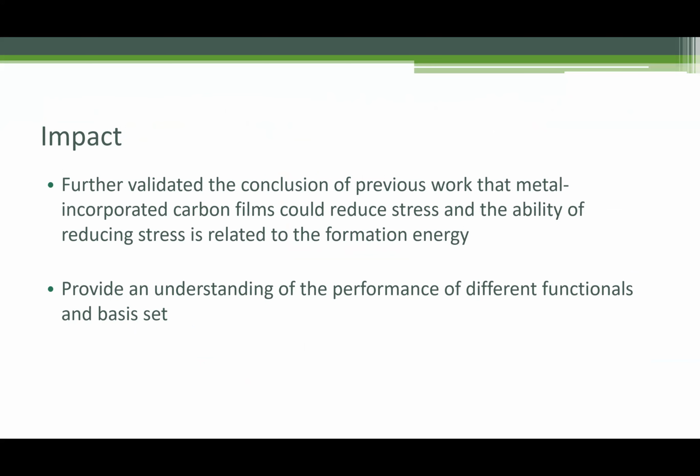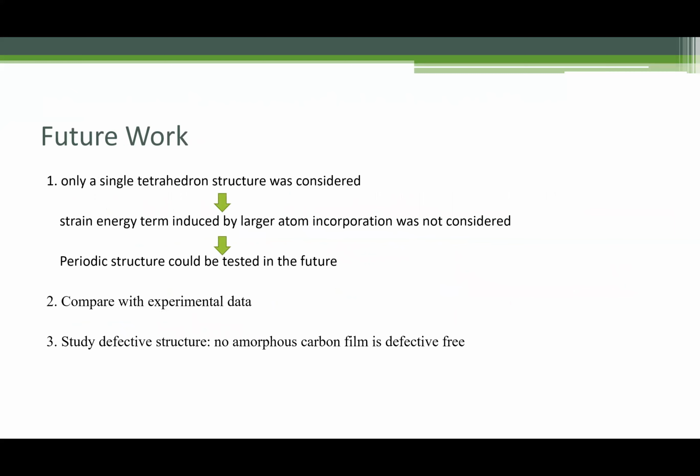The impact of this project is that it further validated the conclusion of previous work that metal incorporated carbon films could reduce stress, and the ability of reducing stress is related to the formation energy. Another impact is that it provides an understanding of the performance of different functionals and basis sets. Now I'm going to talk about some possible future work.